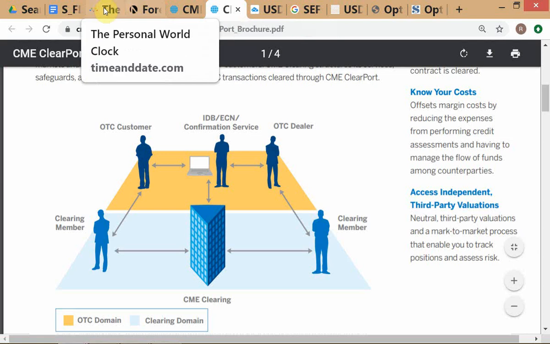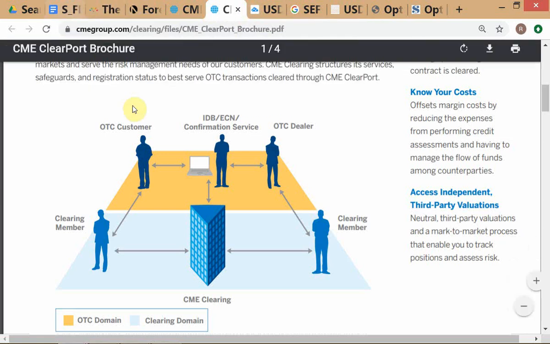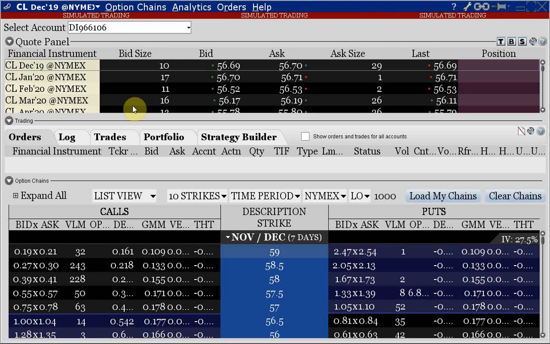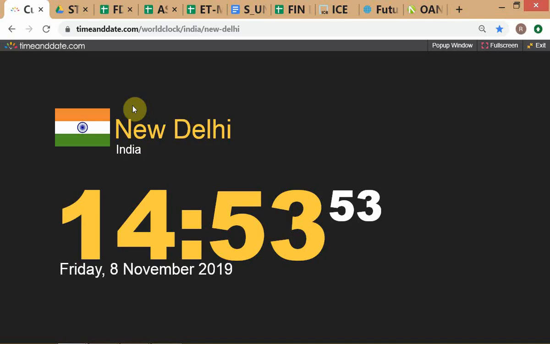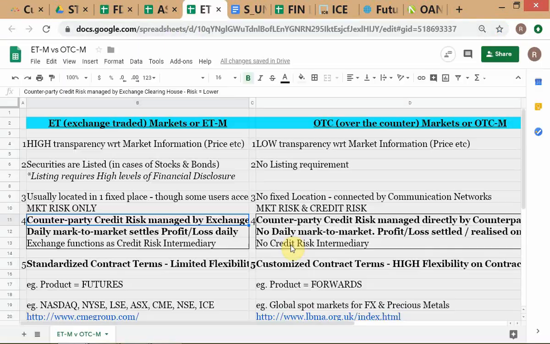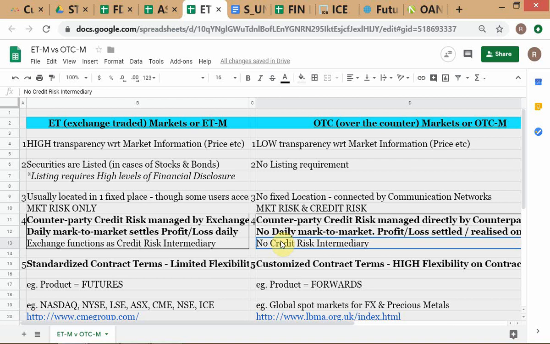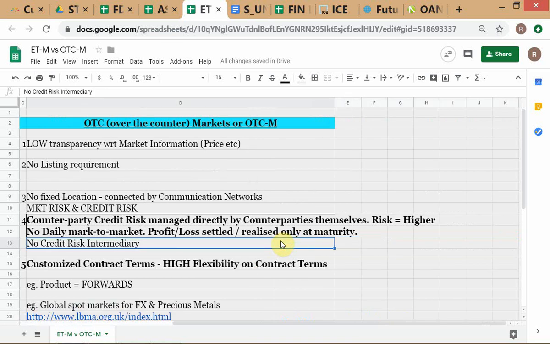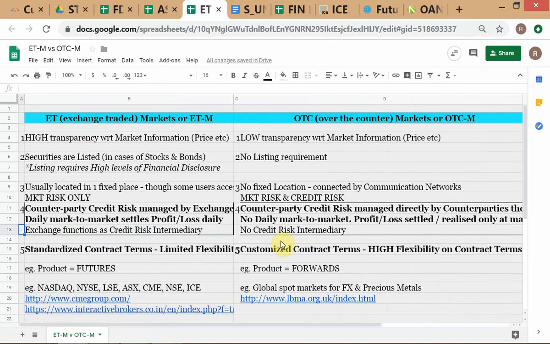Okay, let's assume, mark to market you already understand. Yeah, there is no daily mark to market. Profit and loss is settled, or realized, only at maturity. What does that mean? It only means this.